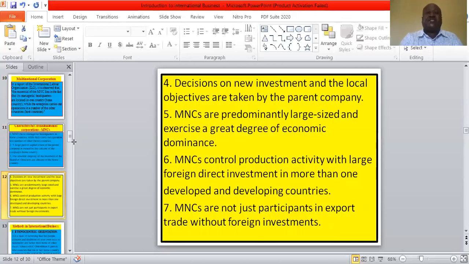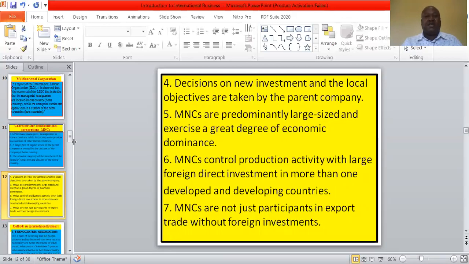Four, decisions on new investments and local objectives are taken by the parent company. Five, multinational companies are predominantly large-sized and exercise a great degree of economic dominance. It means most of the things are done by the multinational company from the home country. Six, multinational companies control production activity with large foreign direct investment in more than one developed and developing country.